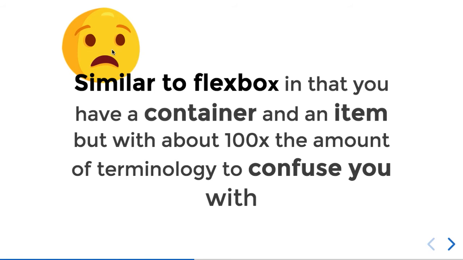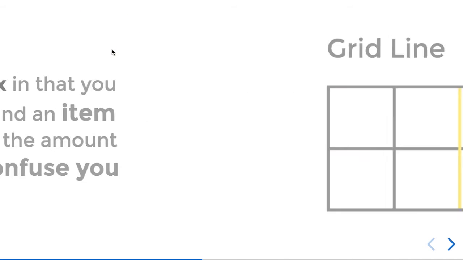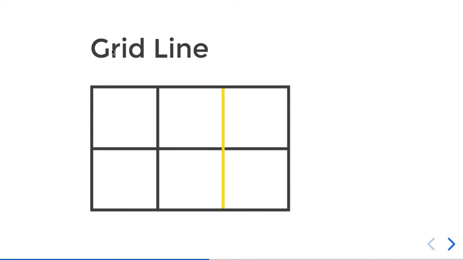But for me, it was about 100 times more complexity in terms of terminology. It's a lot more. It's interesting that the grid specification itself started, if not before Flexbox, around the same time as Flexbox, but it took so much longer to mature and get to the browser just because it's so much more complex. So for me, I took a while to get into Flexbox, but even longer with Grid itself.